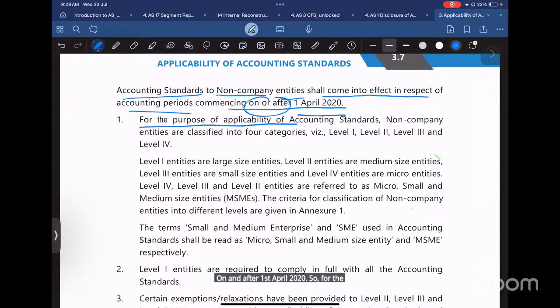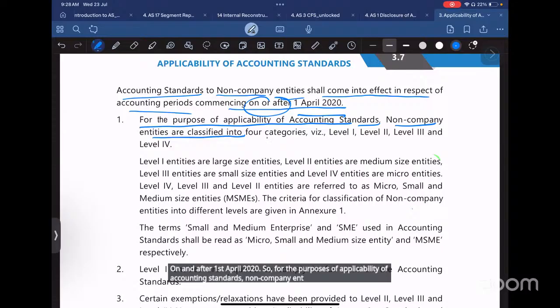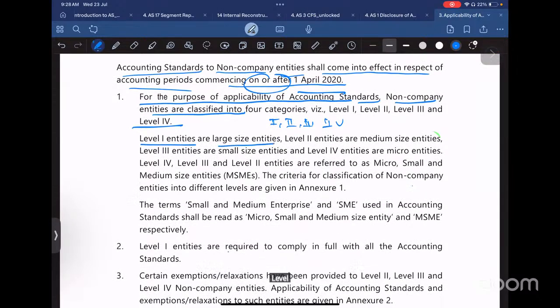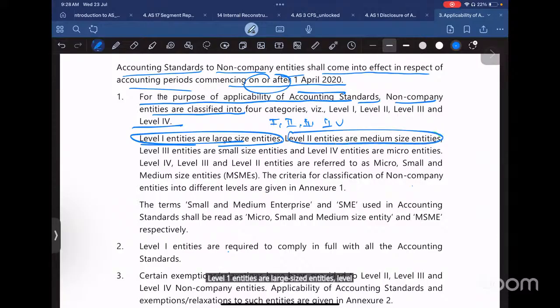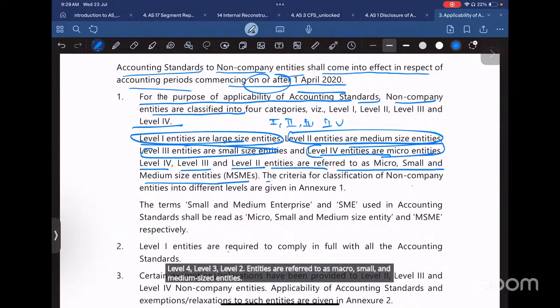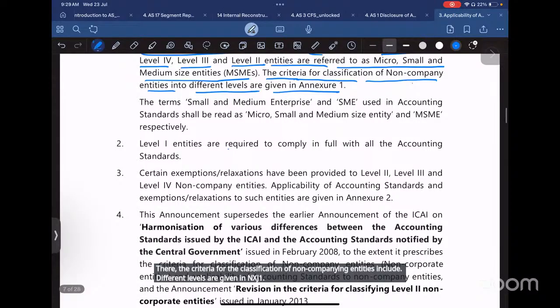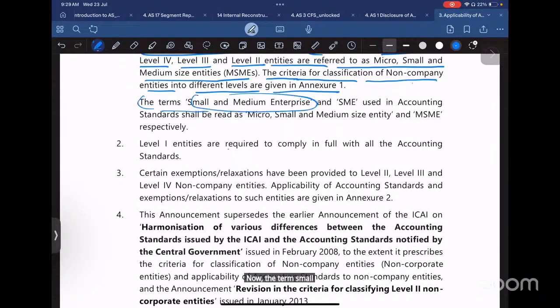For the purposes of applicability of accounting standards, non-company entities are classified into four categories: Level 1, Level 2, Level 3, and Level 4 entities. Level 1 entities are large size entities, Level 2 are medium size entities, Level 3 entities are small size entities, whereas Level 4 are micro size entities. Level 4, Level 3, and Level 2 entities are referred to as micro, small, and medium size entities. The criteria for classification of non-company entities into different levels are given in Annexure 1. The terms small and medium-sized enterprise and SME used in accounting standards shall be read as micro, small, and medium-sized entity and MSME respectively.